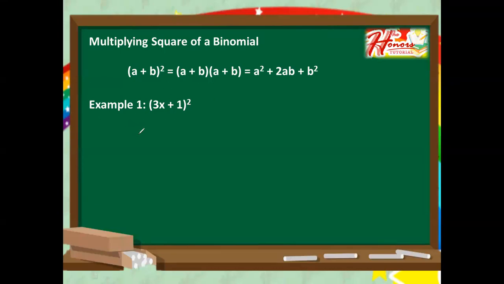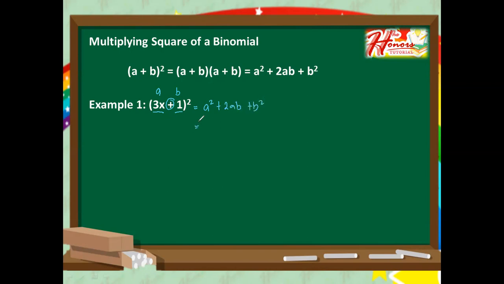So for this, you have to identify first which is A and which is B. The first given here, or the first term, is always the A. And the second term here is B. Do not include the operation, just 3x and 1. And then have your pattern here, so that is A squared plus 2ab plus b squared.